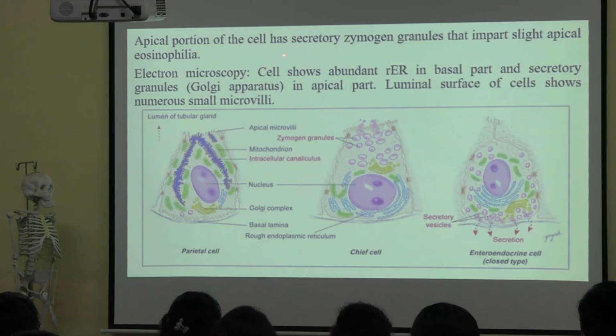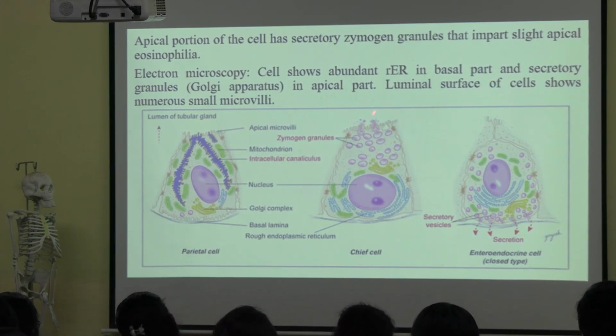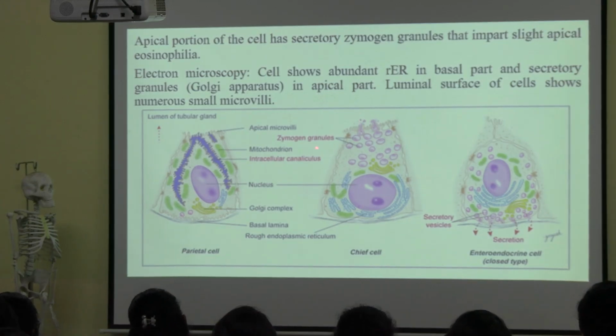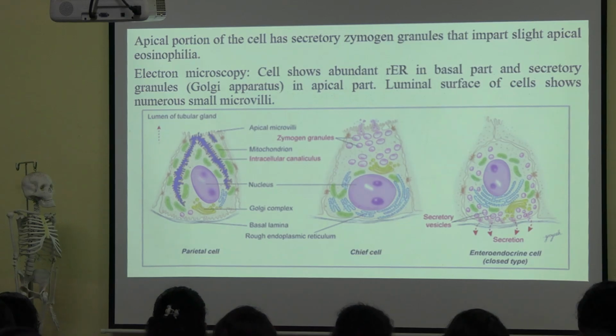Next, the apical portion of the cells has secretory zymogen granules, okay, slight apical eosinophilia. If you see the electron microscopy of these cells, okay, then abundant ER is there in the basal part, and secretory granules are present in the apical part, and the luminal surface shows numerous small microvilli. Okay, so you can see the luminal surface shows microvilli, and here you can see the zymogen granules. From here only the secretions are taking place. Okay, so this is the schematic diagram of the electron microscope image of the chief cells.